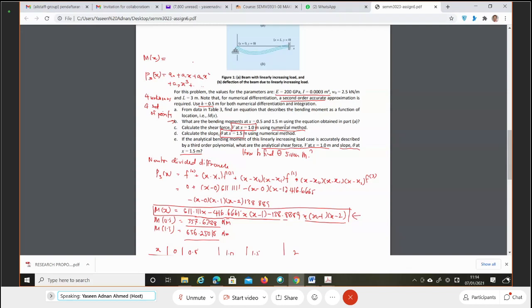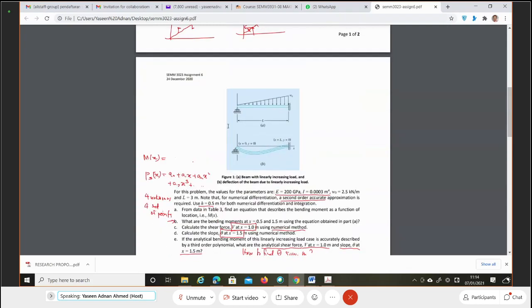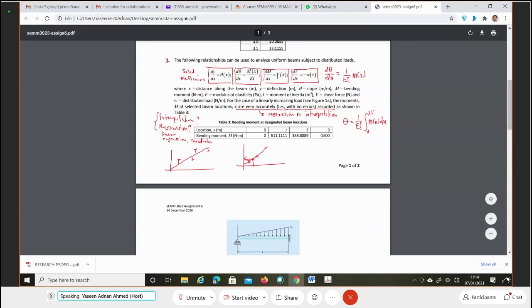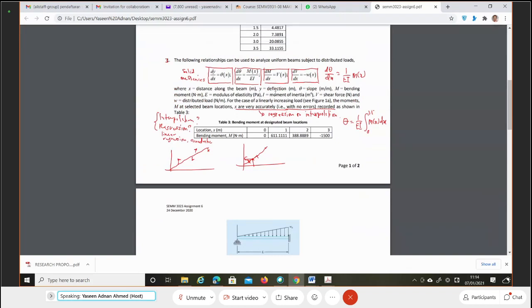C. Calculate the shear force V at x equal to 1 using a numerical method. Numerical method, differentiation or integration, is not mentioned. Here it is the shear force. I go to the equation for shear force. In order to get the shear force, you need to differentiate m, so you need to consider numerical differentiation. You have first order differentiation.